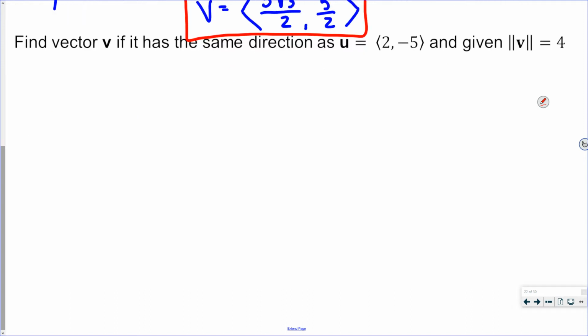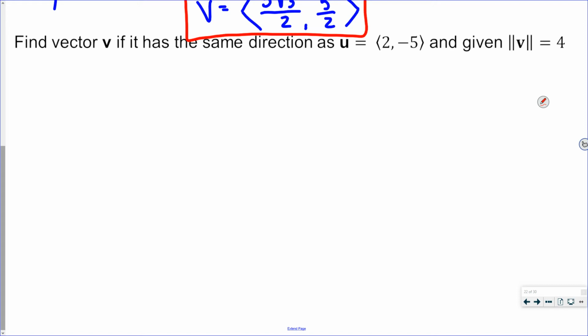Okay, let's try another one. This one's kind of a fun problem. Find vector v if it has the same direction as vector u, which in component form is 2, -5, and we're given that the magnitude of vector v is 4.